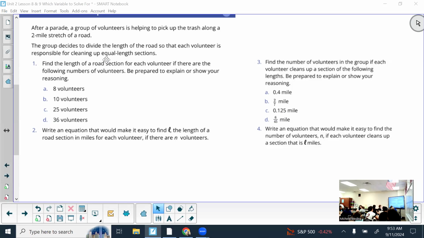If I have a 2-mile stretch of road that I want to split evenly among the volunteers, how much would each volunteer have to clean if there was 8? Figure it out. It's not 10 minutes already. Figure it out now in front of us then. So everyone else be quiet.